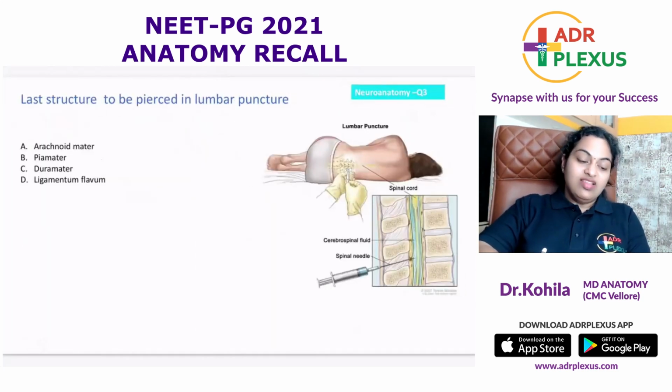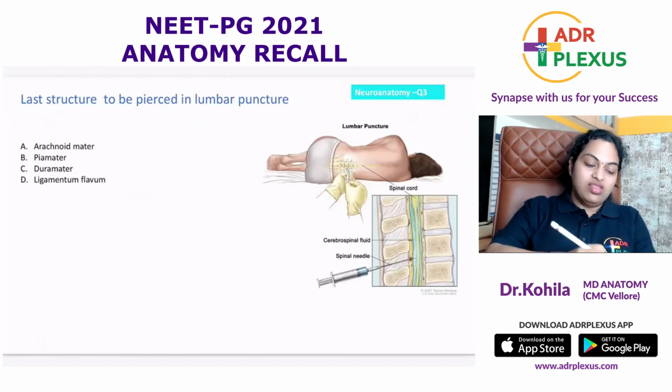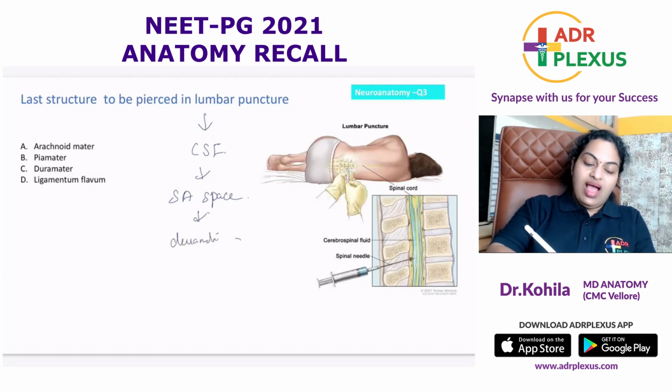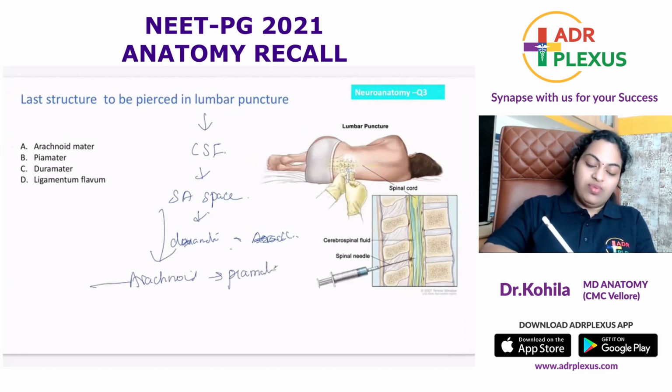Yeah. Last structure to be pierced in the lumbar puncture. You know, lumbar punctures were done to withdraw CSF. Yes, where is the CSF situated? In the subarachnoid space. Subarachnoid space lies between the dura mater and the arachnoid. Okay, so only when you enter the arachnoid, you'll be able to withdraw the subarachnoid space. I am sorry. The subarachnoid space lies between the arachnoid and the pia mater, below the arachnoid, right? So the last structure to be pierced will be arachnoid.